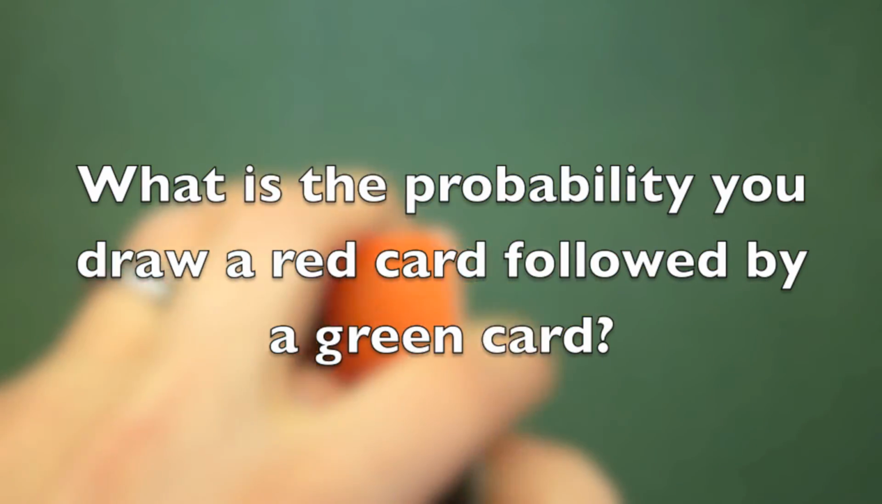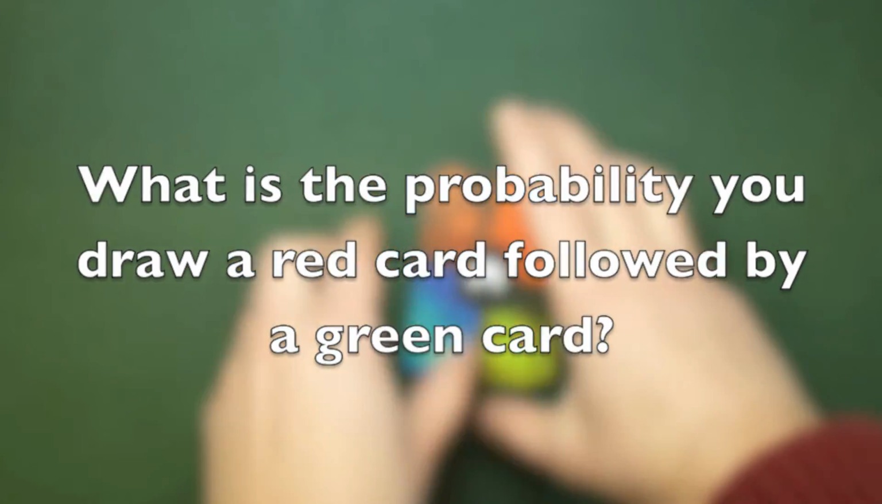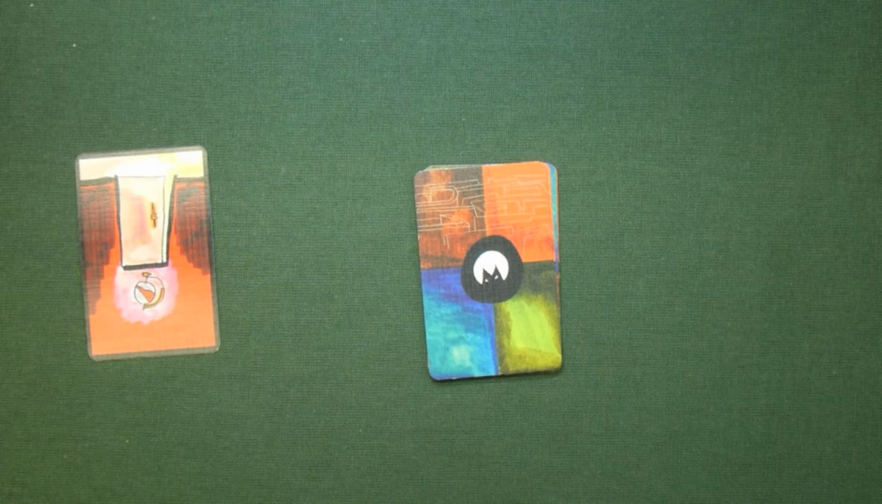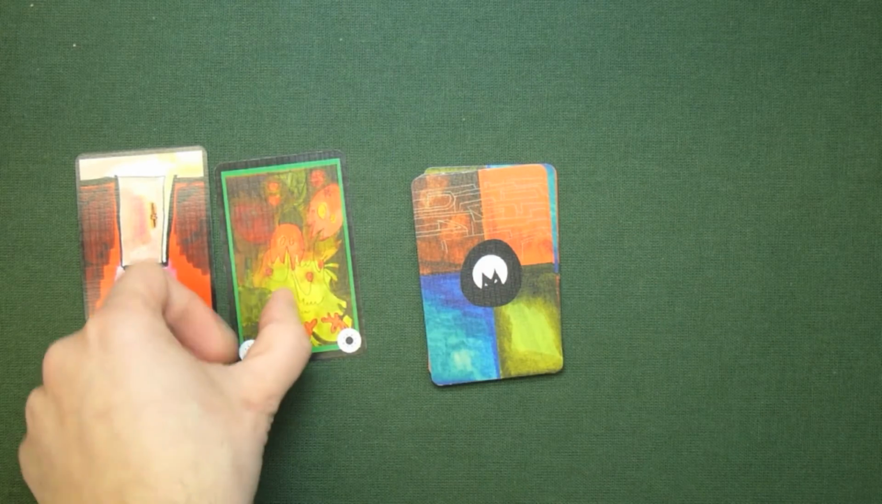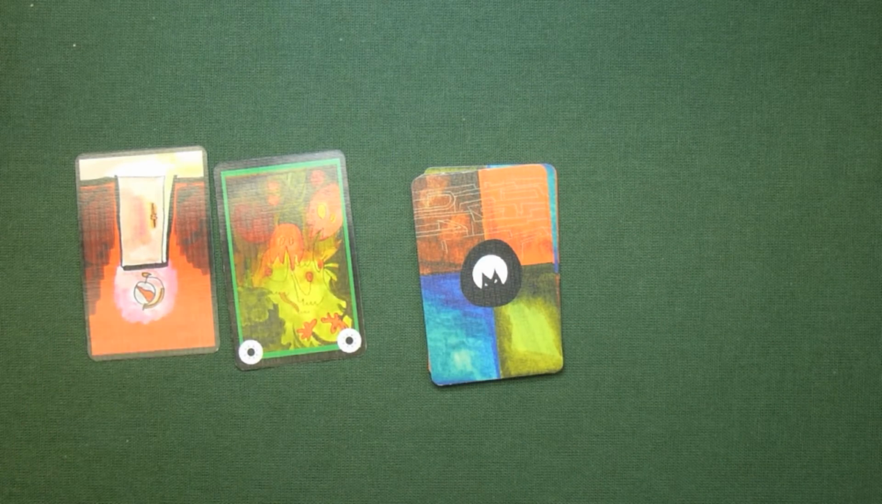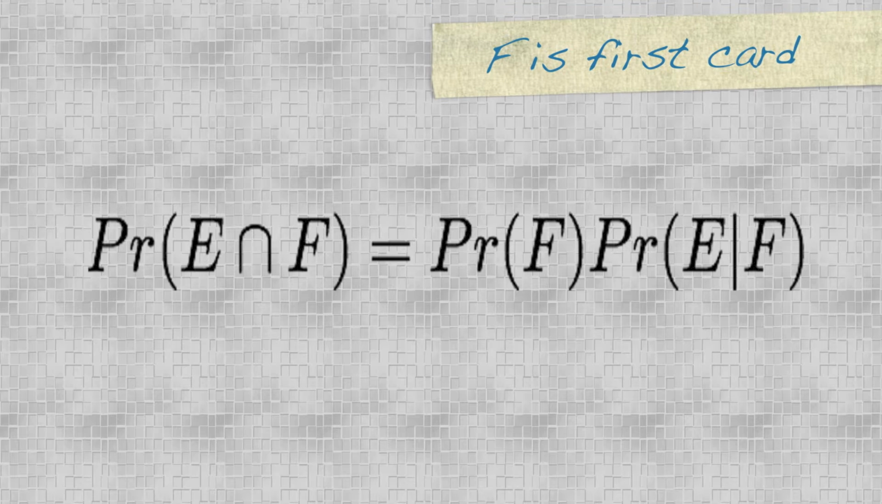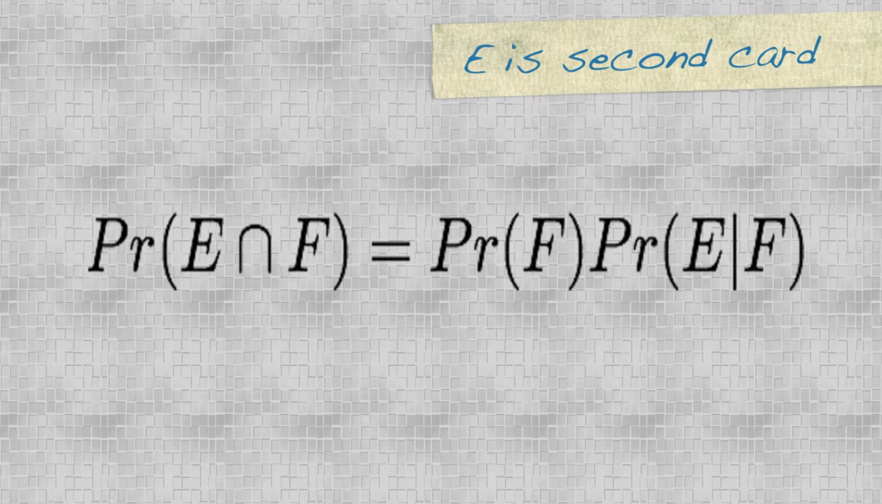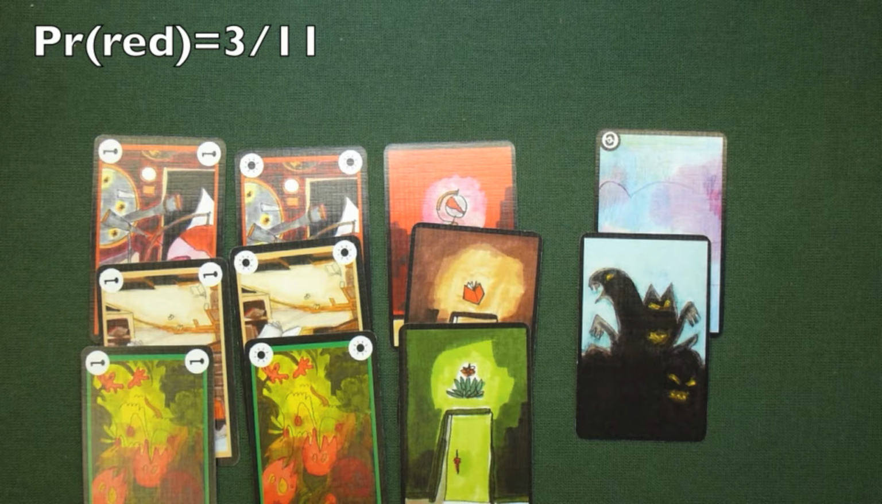We're going to do this using this multiplication principle. We have 2 different things happening. We have a red card and we have a green card. And what the multiplication principle says is that the probability that both of them happen is the probability of the one times the probability of the other, given that the first one happened. So F is going to be our first card and E is going to be our second card, and we want to know what the probability of the first card being red is. 3 out of the 11 cards are red, so the probability is 3 out of 11.